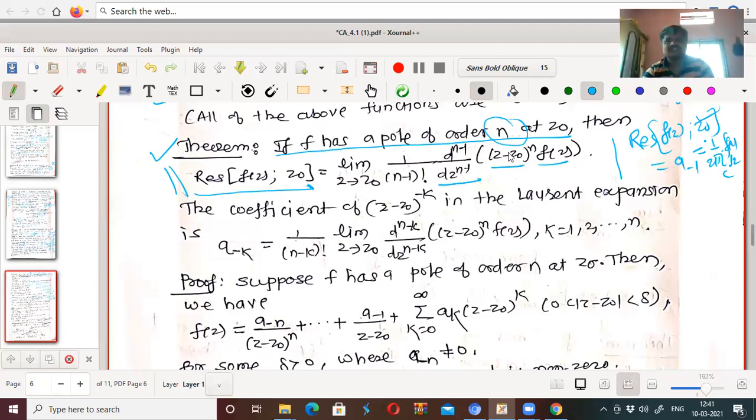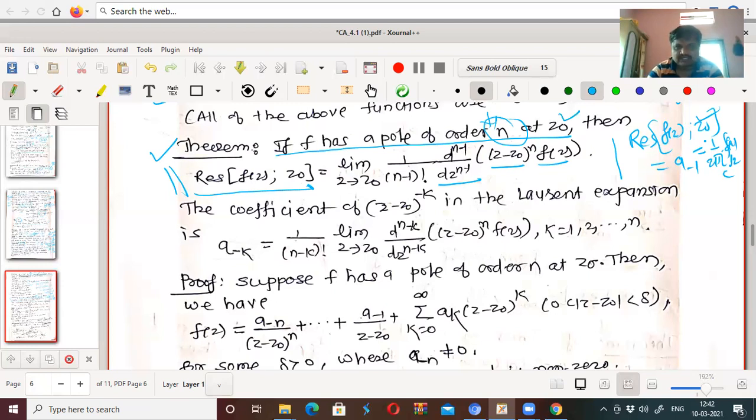No doubt, pole means it is a singularity. So if any function has a pole of order n at some point z0, that z0 is an isolated singularity which is a pole of order n, then the residue of such a function at that pole is calculated by using this formula: limit as z tends to z0 of 1 upon n minus 1 factorial. So we are multiplying by 1 upon n minus 1 factorial and taking the n minus 1th derivative, not the nth derivative, of what? The function multiplied by z minus z0 to the power n.